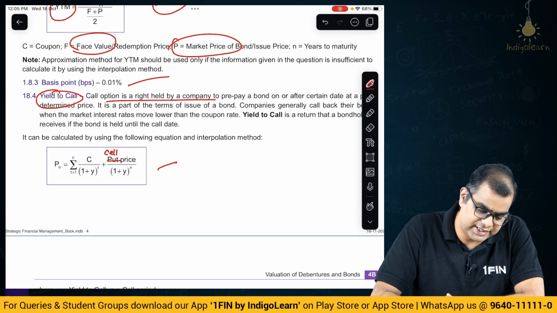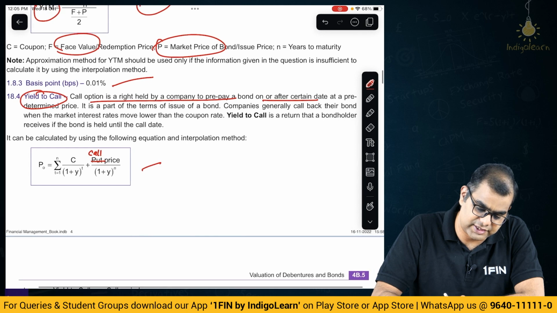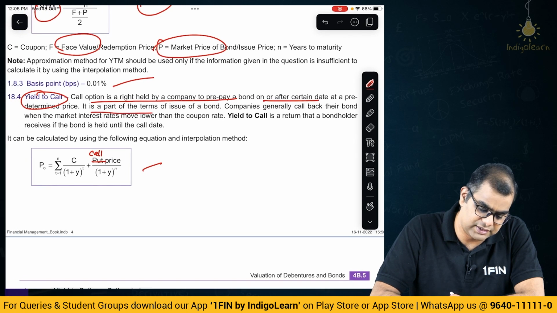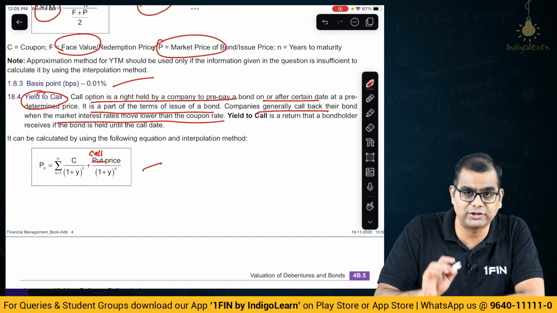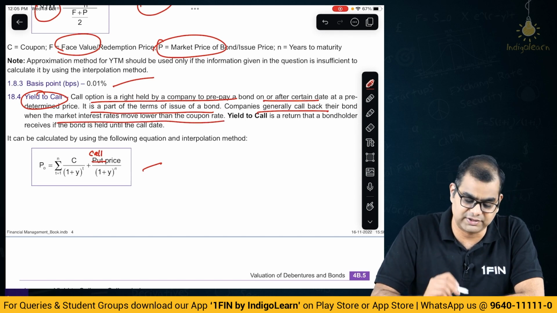Let us see. Call option is the right held by the company to prepay a bond after a certain date at a predetermined price. It is a part of the terms of the issue of the bond. Companies generally call back their bond when market interest rates move lower than the coupon rate, which is what I was telling you, 2% versus 7%.